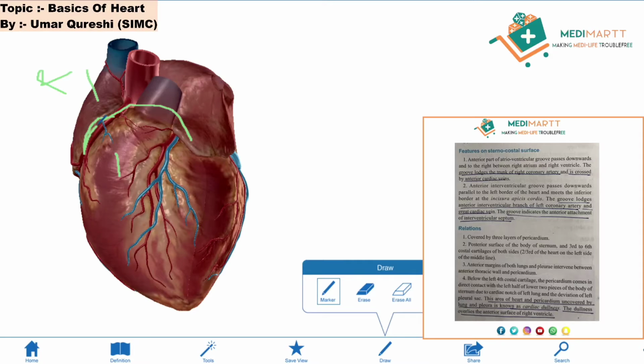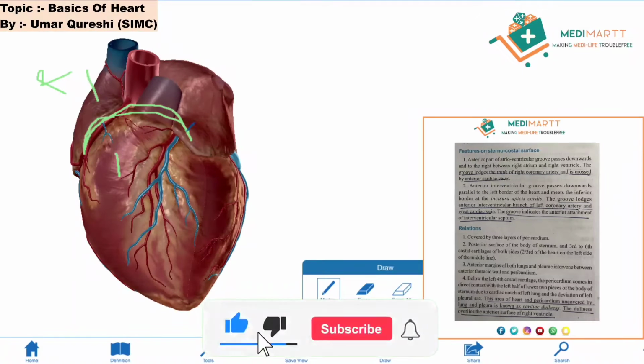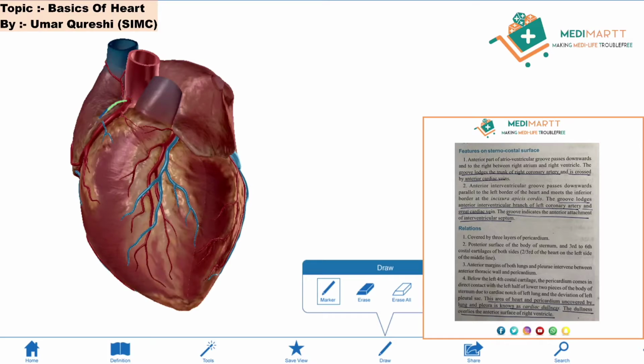So basically this is the anterior part of the atrioventricular groove. This right sided atrioventricular groove lodges the trunk of the right coronary artery. Lodges means basically it accompanies or it consists of the right coronary artery, and it is crossed by the anterior cardiac veins. Means there are two things present in this groove. What are these two things? You have to remember these two things because it's very important. These two things are the right coronary artery, means the trunk of the right coronary artery.